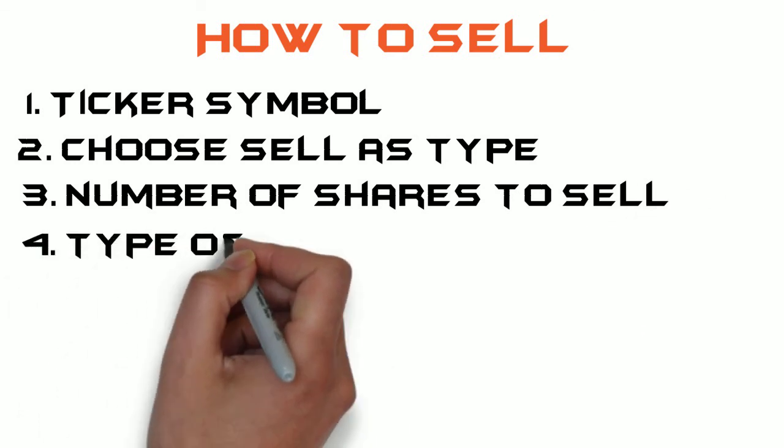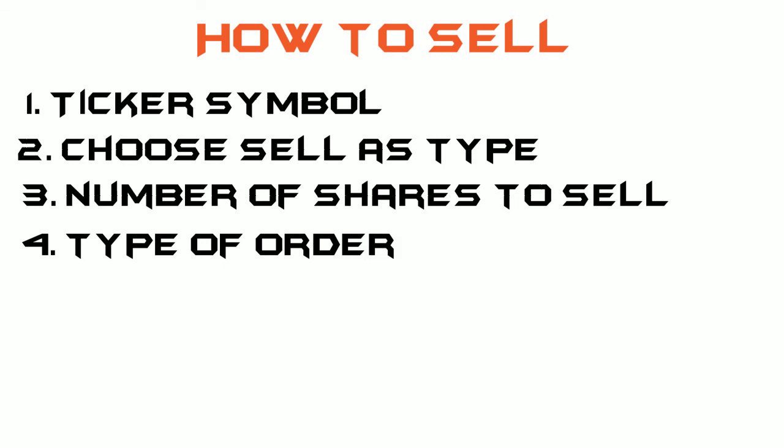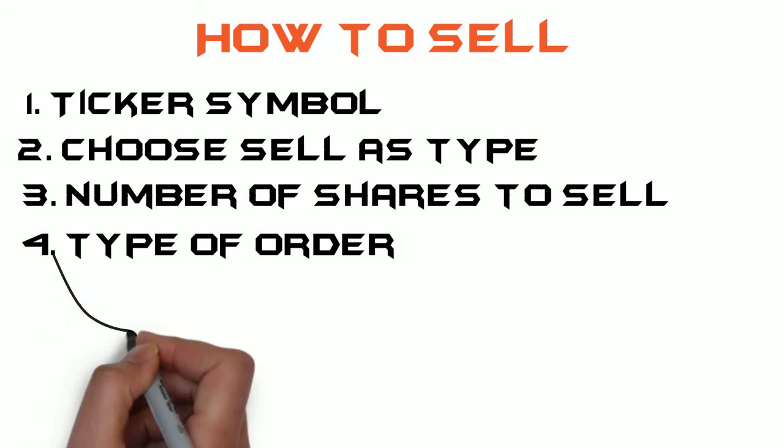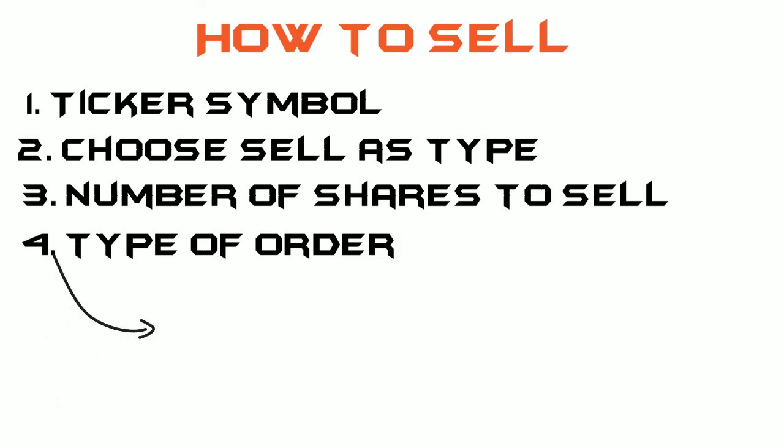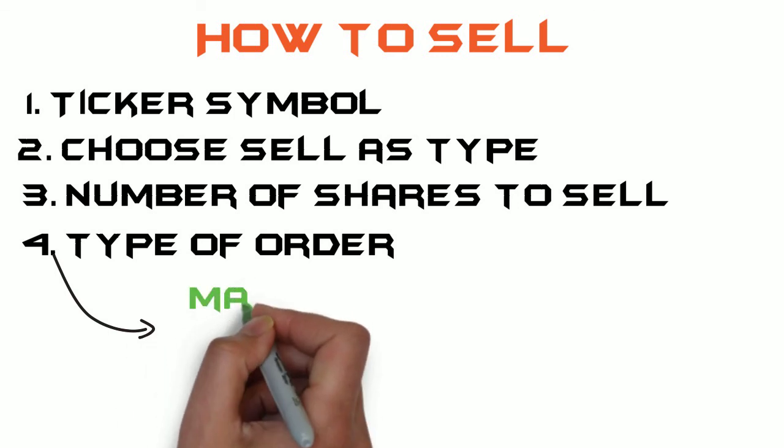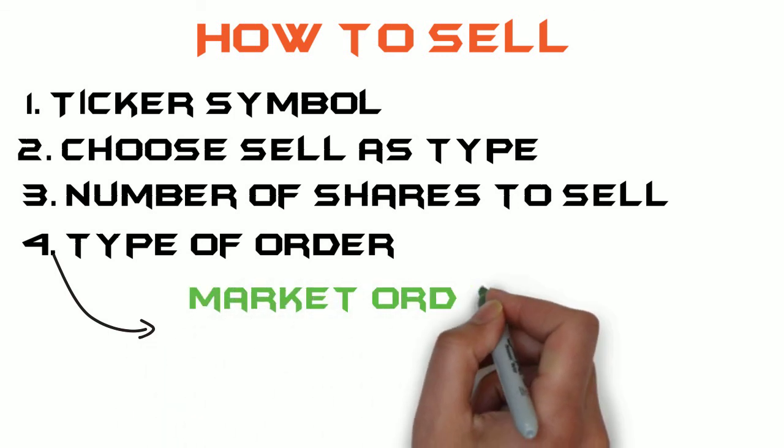The market order sells at the exact price that it's at right now. And the limit order sells at the price that you put it at. It will never sell below that price.